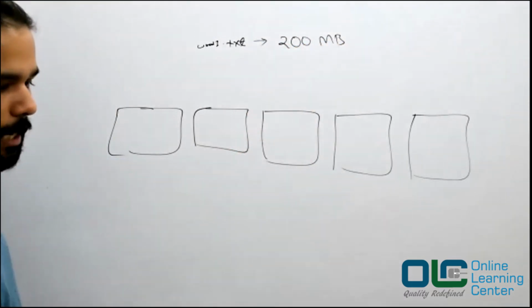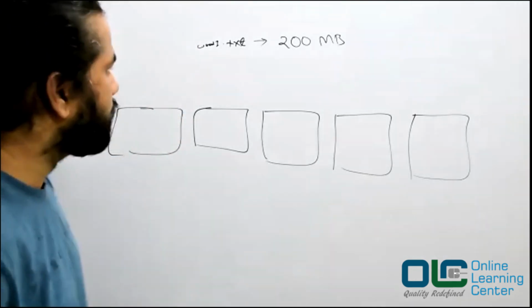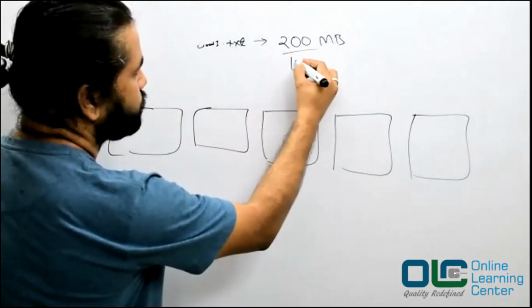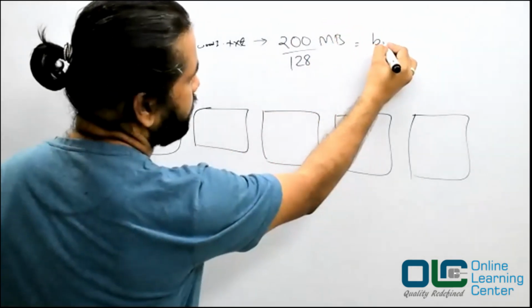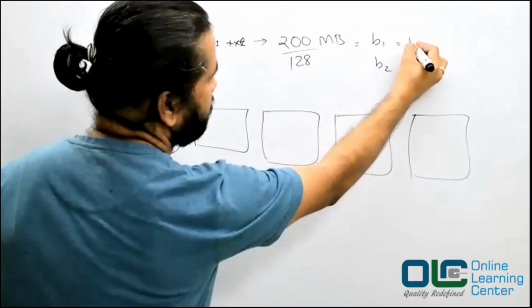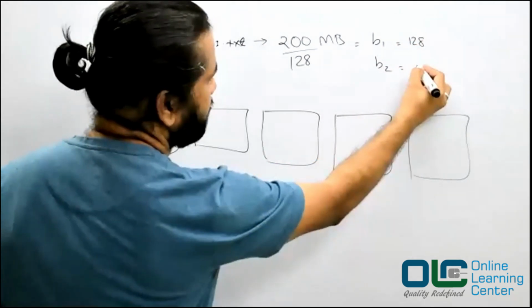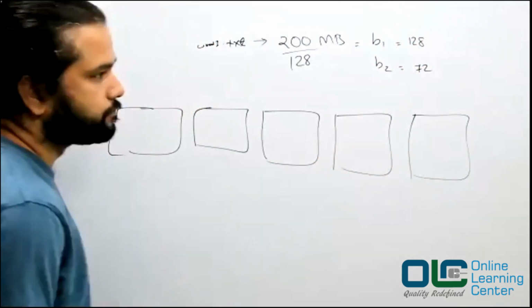right? Now as per our understanding, the block size is how much? The block size is 128 MB because we are working with Hadoop 3, right? So this will give me 2 blocks, B1 and B2. B1 would be 128 MB and B2 would be the leftover, that is 72 MB. Okay.